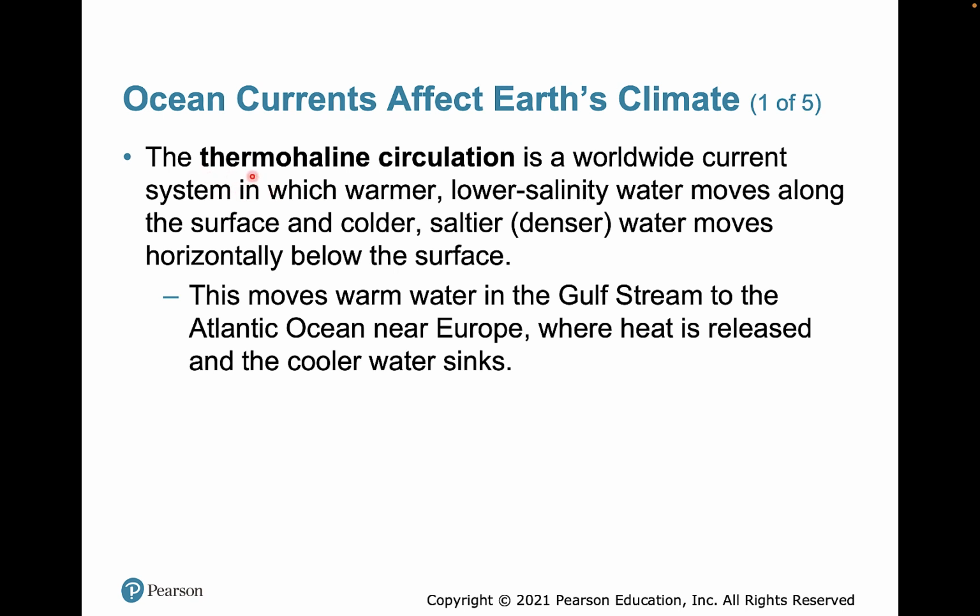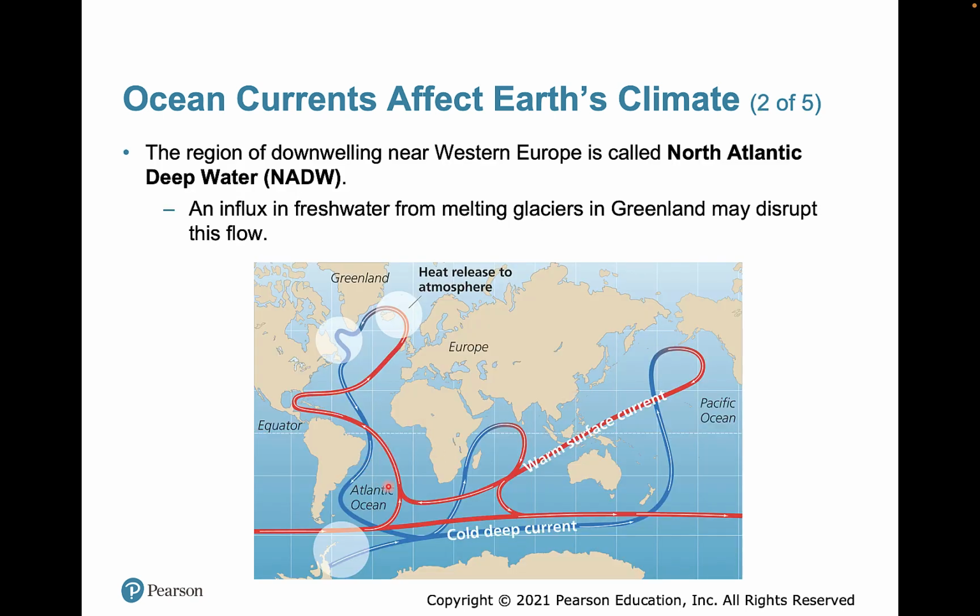Thermohaline circulation, thermo is temperature, haline is salinity, is this worldwide current system that moves water from place to place and influences climate in a lot of regions. So we'll talk about that in a second. Here's a great picture. So here we are, right? We've got the North Equatorial Current, this warm surface current.